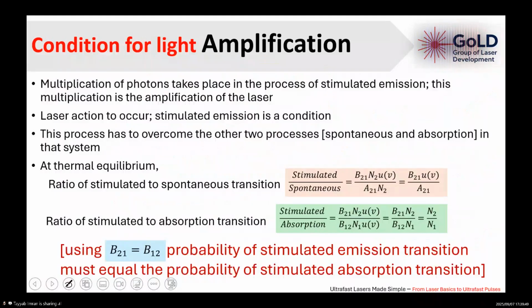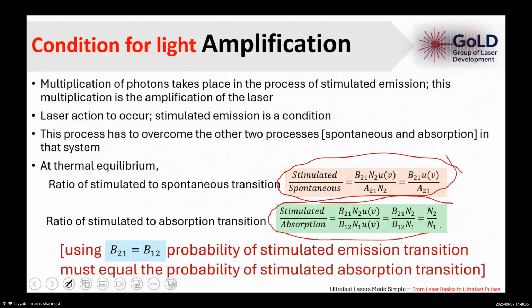What you see here is the ratio between stimulated and spontaneous emission. And this is the ratio between stimulated emission and absorption. In both cases, this radiation source is involved, so at the end you get N2 minus N2 by N1.